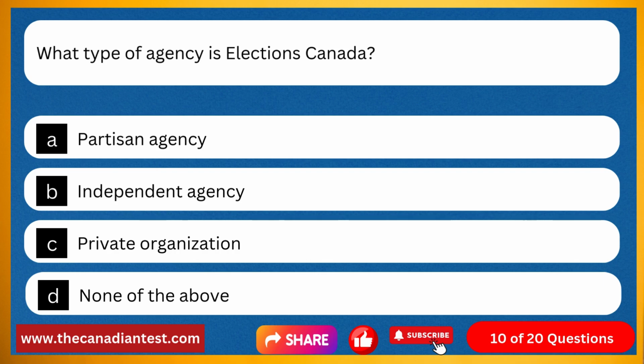Question 10. What type of agency is Elections Canada? Option A, partisan agency. Option B, independent agency. Option C, private organization. Option D, none of the above.